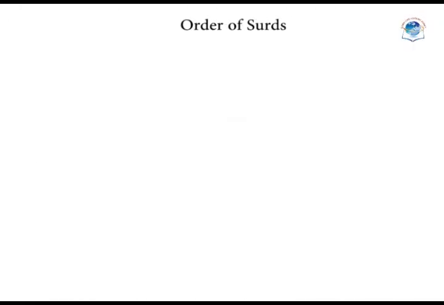Order of surds. The index of the root of a surd is its order. For example, root 14 is a second order surd. Cube root of 9 is a third order surd, and fourth root of 64 is a fourth order surd. By expressing the given orders in their lowest common multiple, we can compare surds of different orders.